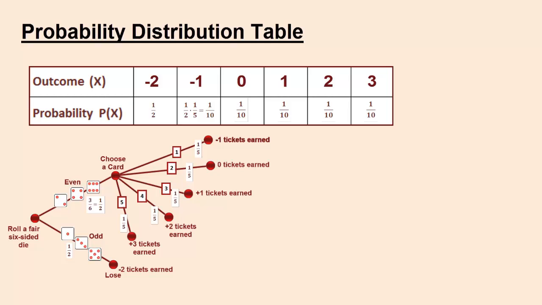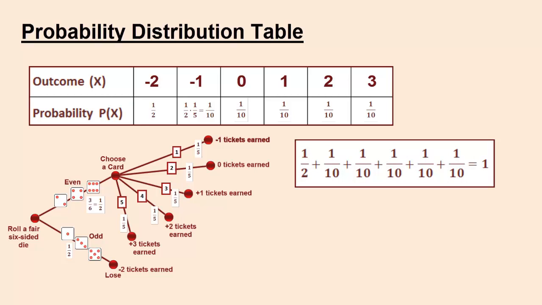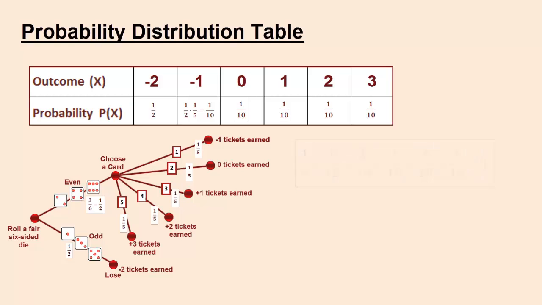And now that we're done, let's check that this is an appropriate probability model. Do all of the probabilities add up to 1? They do. So we must have done something right.